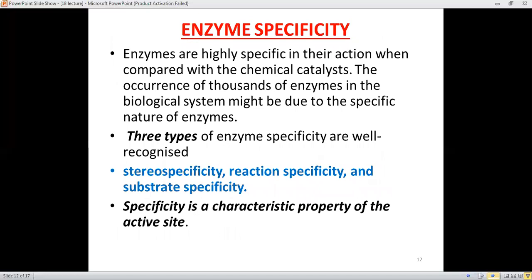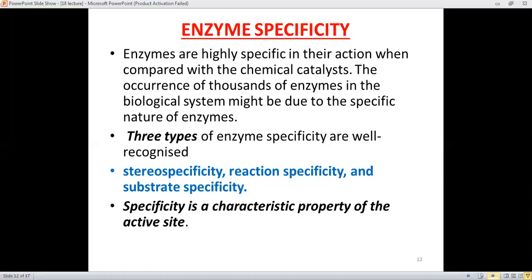Next is enzyme specificity. Enzymes are highly specific in their action, like the lock and key model. One enzyme is not responsible for catalyzing all types of reactions, and one enzyme is not responsible for accommodating all types of substrate on its active site and converting them to product. And therefore from this comes the specificity of the enzyme.